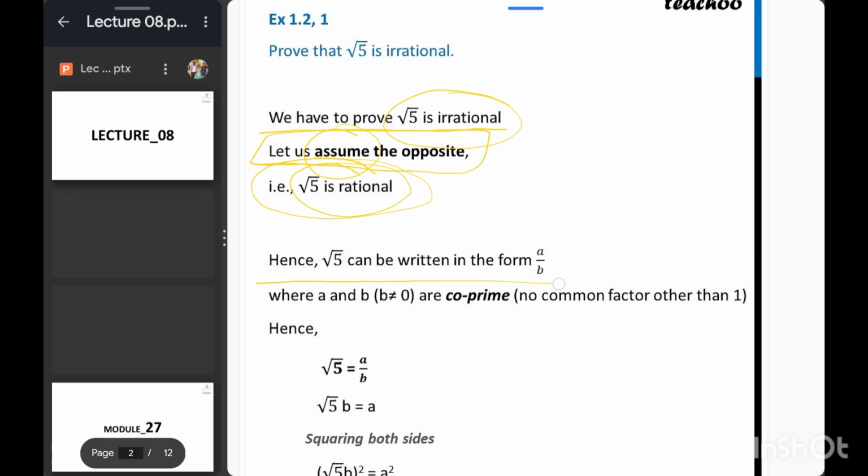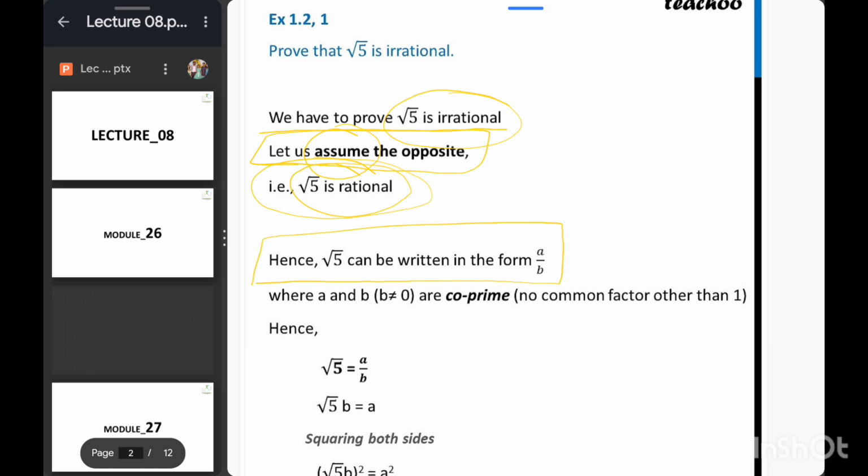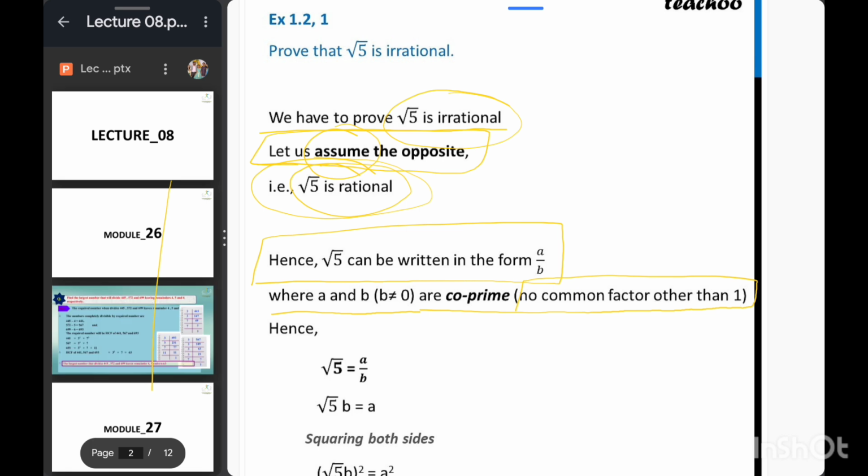Hence root 5 can be written in the form a by b, where b is not equal to 0 and a and b are co-prime, meaning they have no common factor other than 1. So root 5 is equal to a by b. Cross multiplying, we get root 5 b is equal to a.